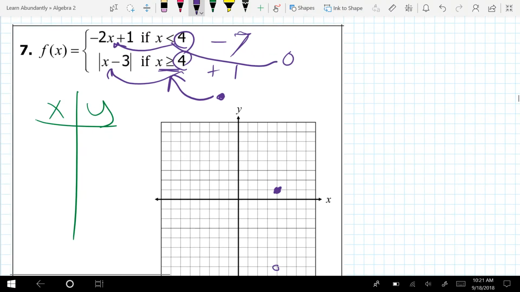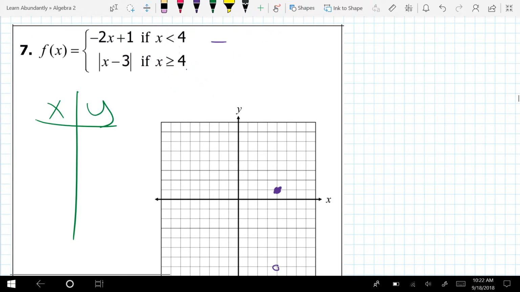Now, from here, I need at least one more point for each of them. So I'm going to clean this up a little bit so it's a little bit easier to see. I'm going to do the line one because I can just plug one more point in. I just need to pick something less than 4. So I'm going to plug in x equals 0 and figure out what I get. So if I plug in x equals 0, I get 1.